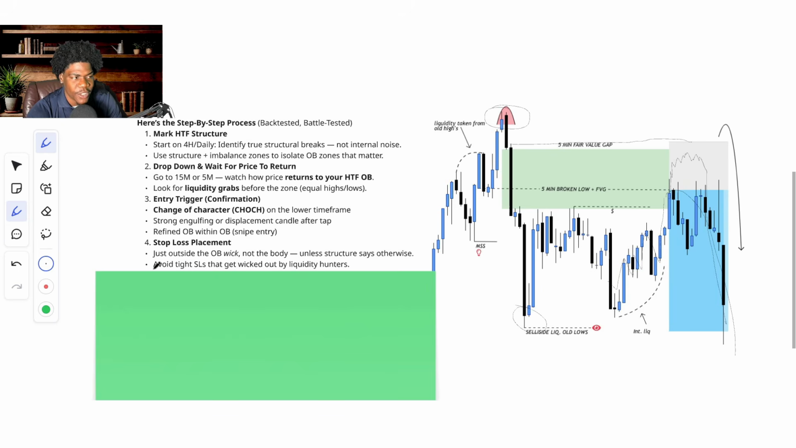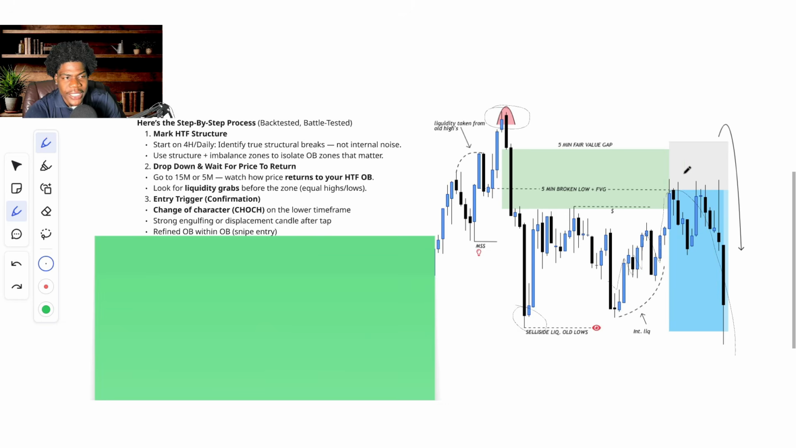And then just common sense, right? You should avoid tight stop losses that get wicked out by liquidity hunters. Price is always seeking liquidity, so don't use a super tight stop loss that price is just going to clear you out with, to then quickly reverse, right? And then you're going to get mad and angry at the market.